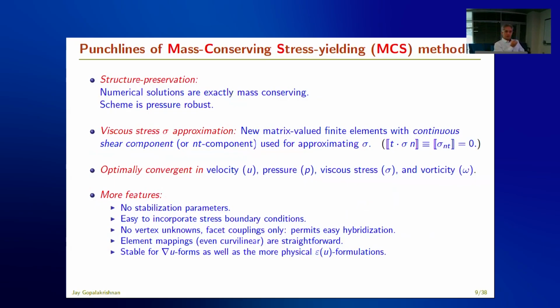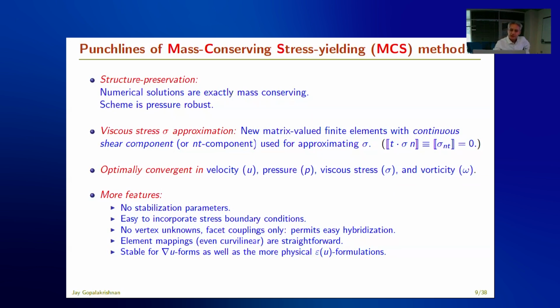The scheme has structure preservation properties, not just mass conservation, but also pressure robustness. And we'll develop a stress approximation which has the property that the jump of the normal tangential component, or this thing, is zero across the interfaces. This is the matrix valued finite element. And it's optimally convergent in 4 variables: the velocity variable, pressure variable, the viscous stress variable, and the vorticity variable.